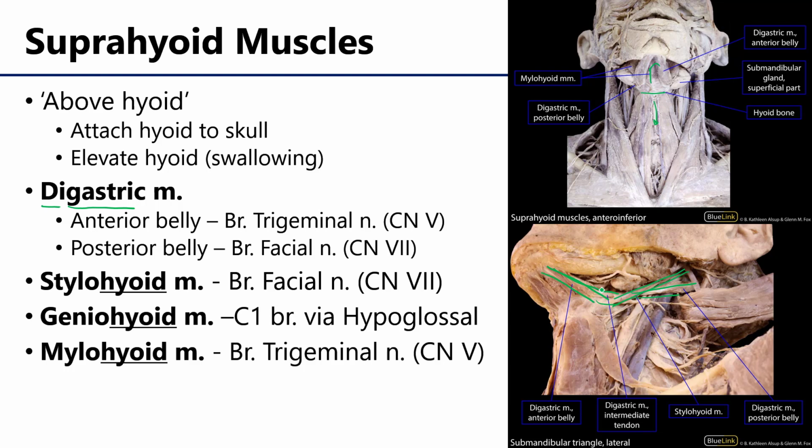And finally, the mylohyoid muscle, which we can see very vaguely there. Mylohyoid goes across the inferior aspect of the oral cavity there. It is the floor of the oral cavity proper, and we'll discuss that in a subsequent lab. And that is also innervated by branches of the trigeminal nerve, or cranial nerve 5.